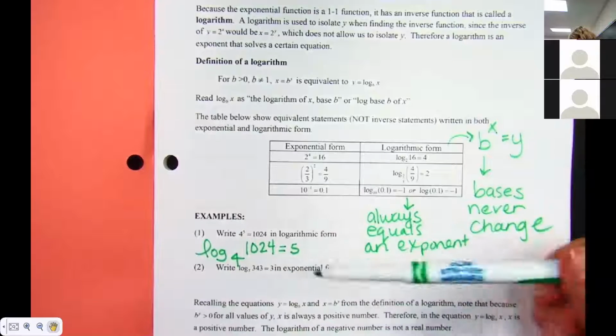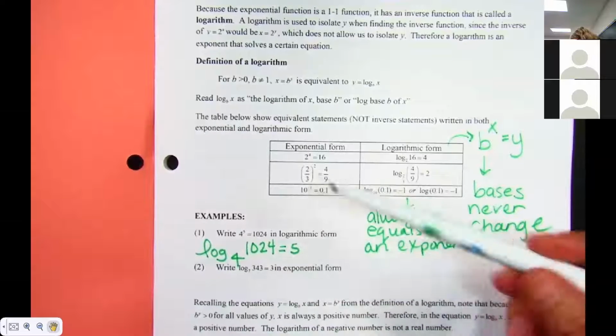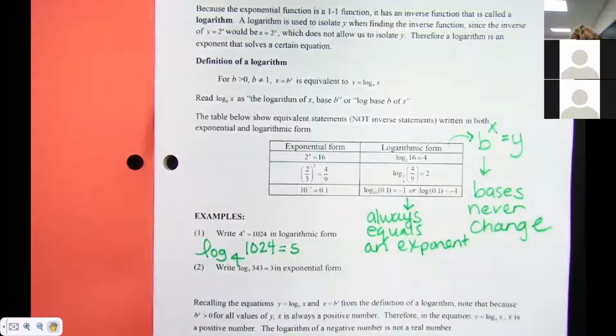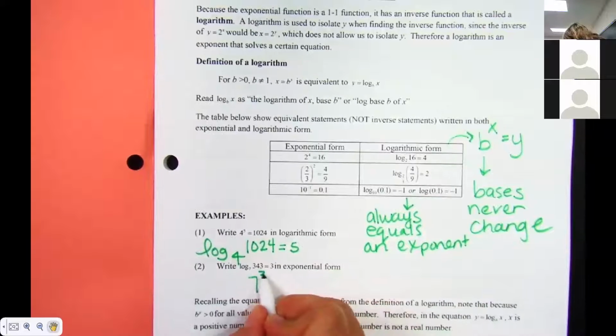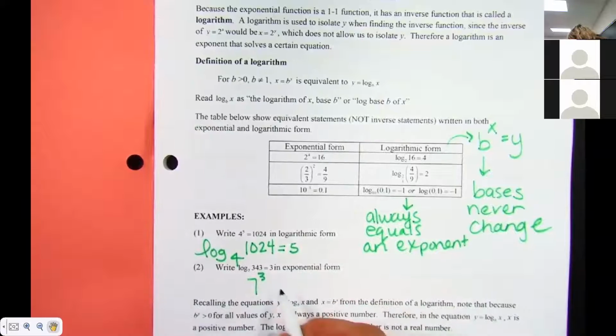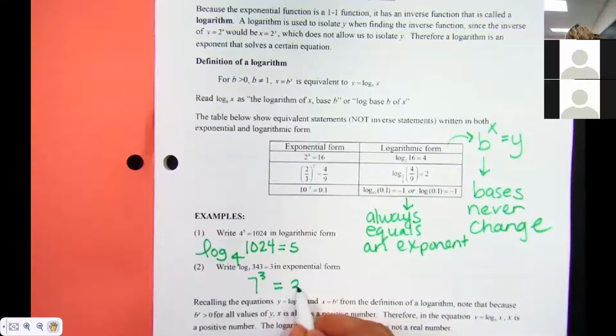Okay, let's look at number 2. Log base 7 of 343 equals 3. Now we're going to put it in exponential form. Okay, what is the base? And what do logs always equal? The exponent. So there's your exponential form. 7 to the 3rd is 343.